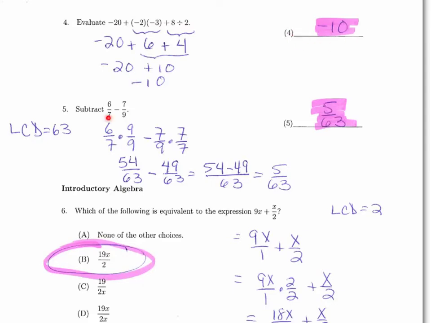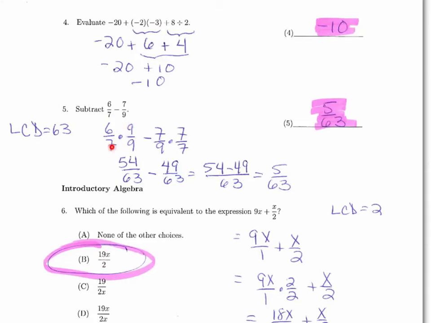For the next one, we have 6 sevenths minus 7 ninths. This is one of those cases where we do have to find the LCD. So over here, the LCD is 63. It's 63 because 7 and 9 have no factors in common. How do we do that? We need this 7 to become a 63, so we have to multiply it by 9. But you can't just multiply the denominator by 9. You have to do 9 over 9, which is 1.